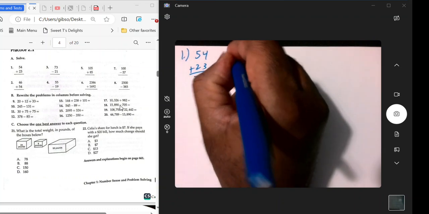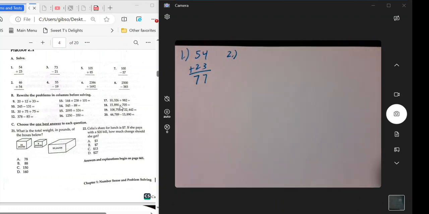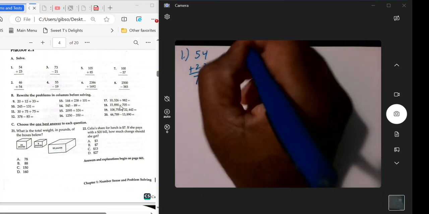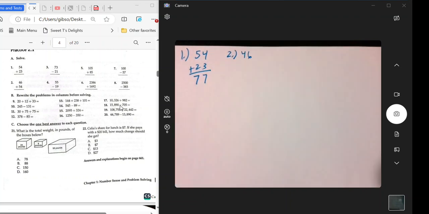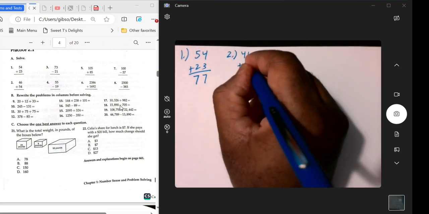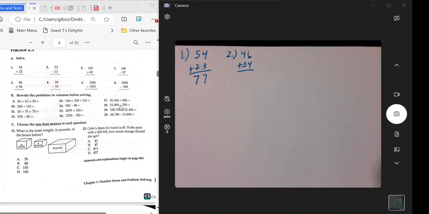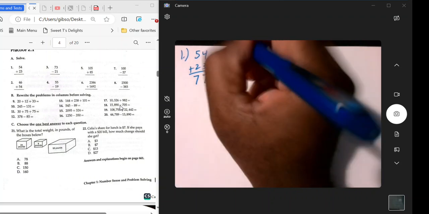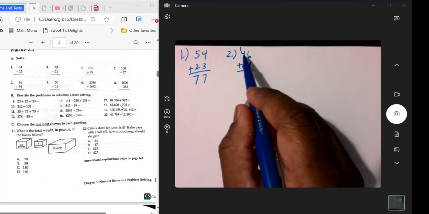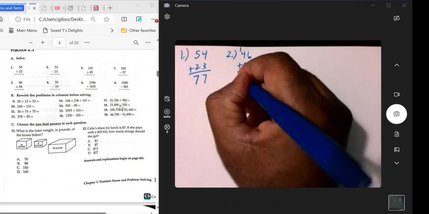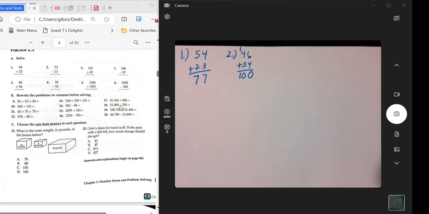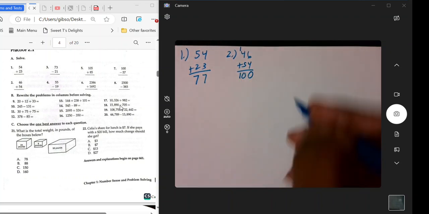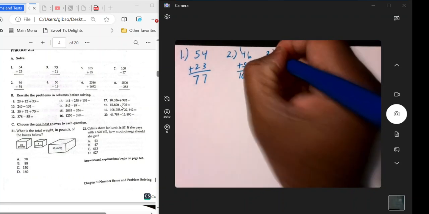So now we go on to problem number 2. Problem number 2 is also another two-digit number. So we have 46 plus 54. So now with 46 plus 54, we add the ones place. 6 plus 4 is 10. Have our 0, carry our 1. 1 plus 4 is 5, plus 5 is 10. So now we have 100. Okay, now we move on to problem number 3.